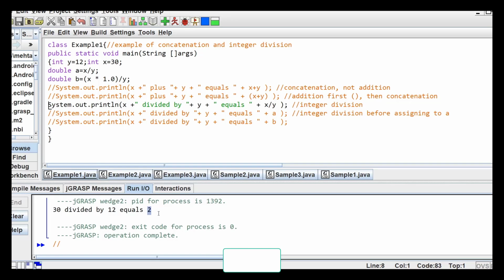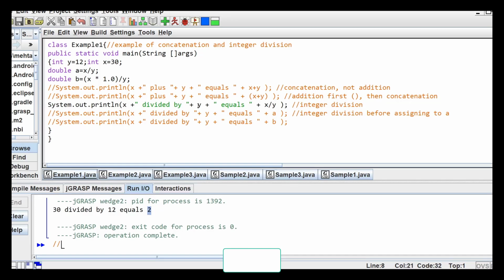And yet it is. The reason is that X is an int, Y is an int, and when I divide one int by another, I get an int. An integer divided by an integer is an integer.